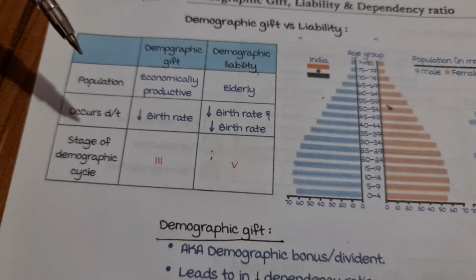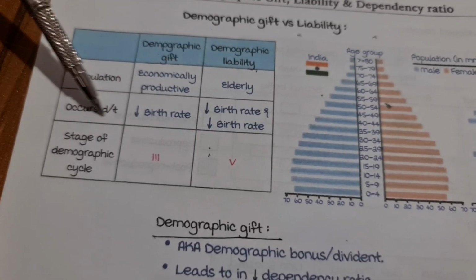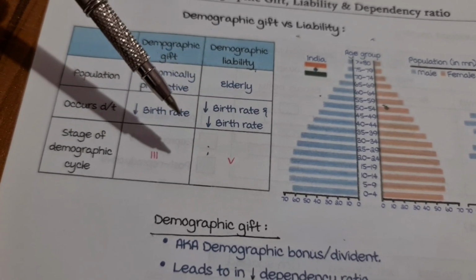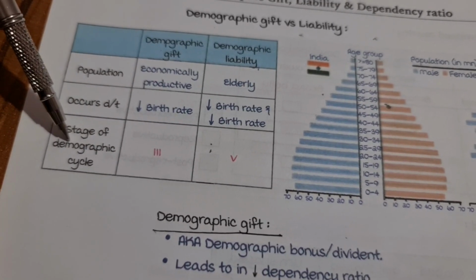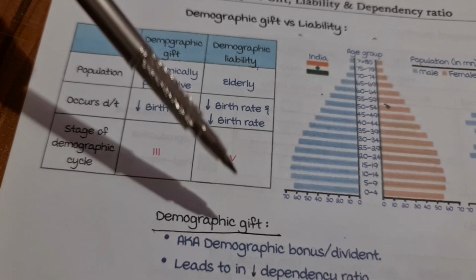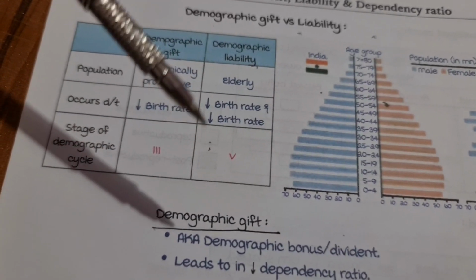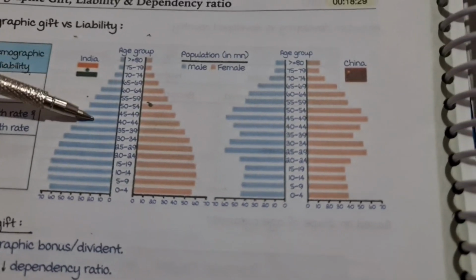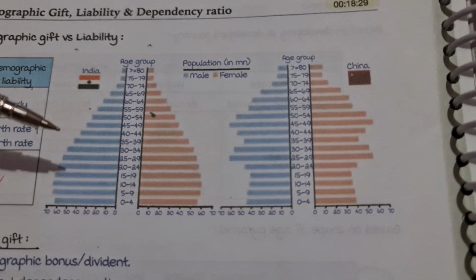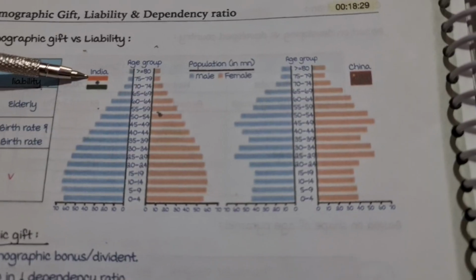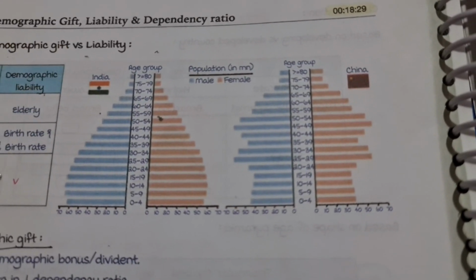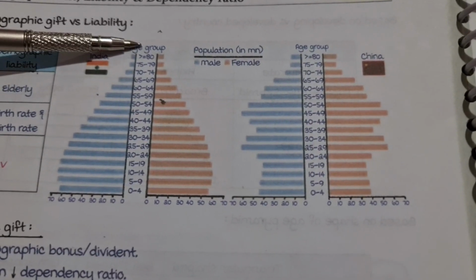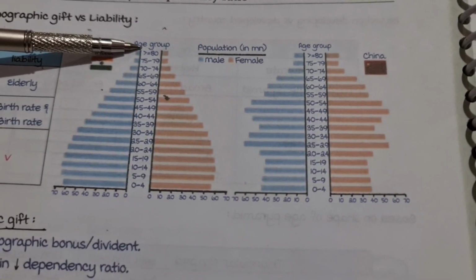So the population is quite elderly, and it occurs due to a low birth rate. This occurs in stage 5 of the demographic cycle, which is the declining phase of the demographic cycle. So there are two age pyramids given. The first one is India, which is triangular in shape, which denotes a developing country and shows the growth of the population.